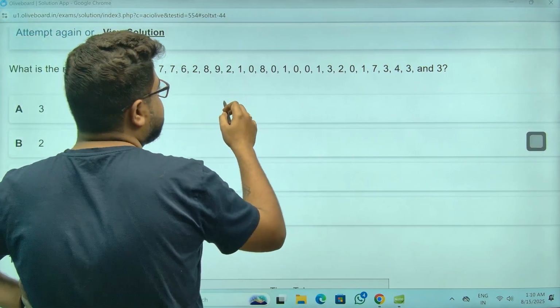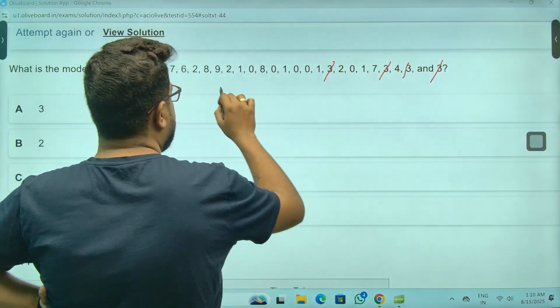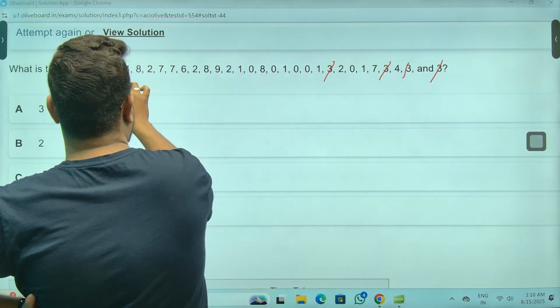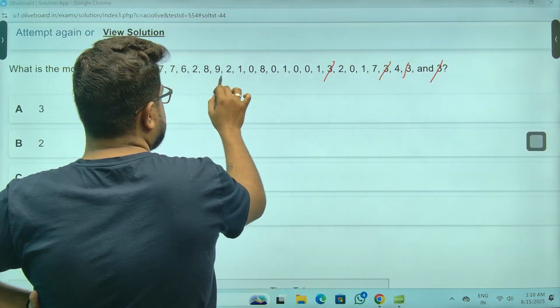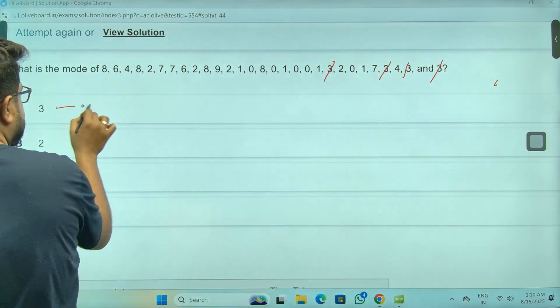How many 3s can you find? Sir, 1, 2, 3, 4. Any 3s on this side? No, sir. So I have only 4 3s. I'm just writing it out here.